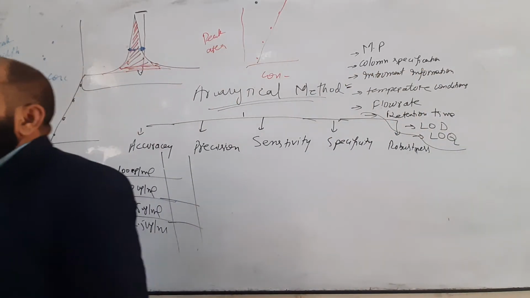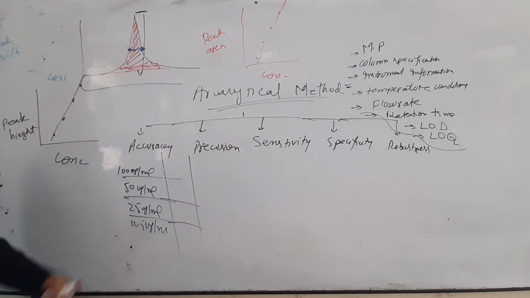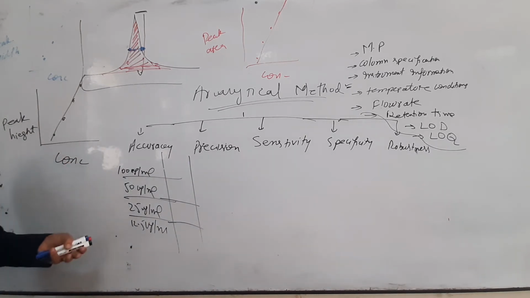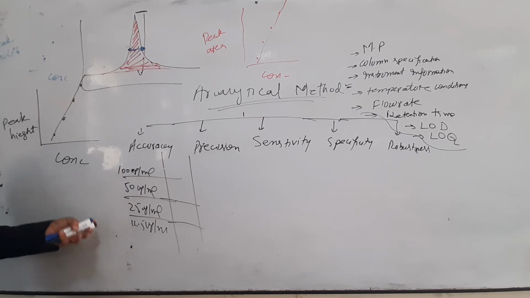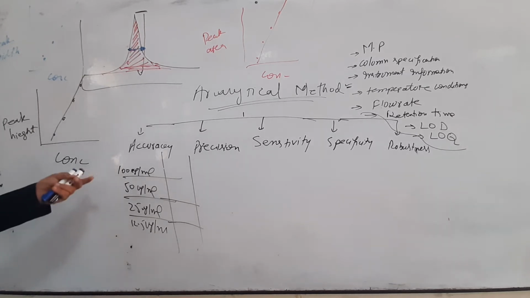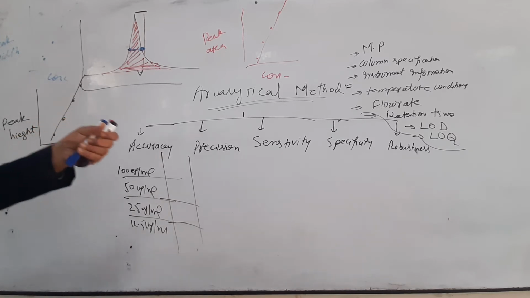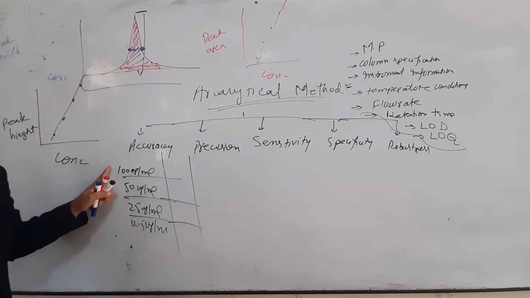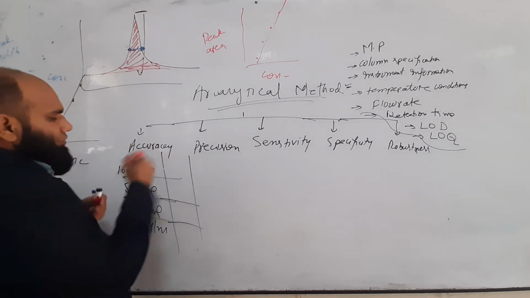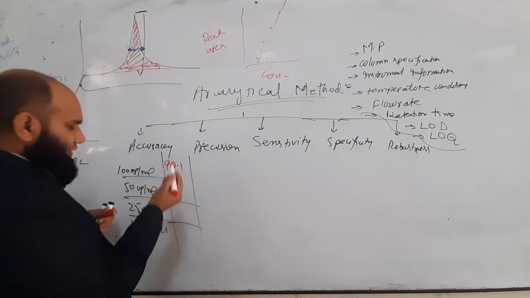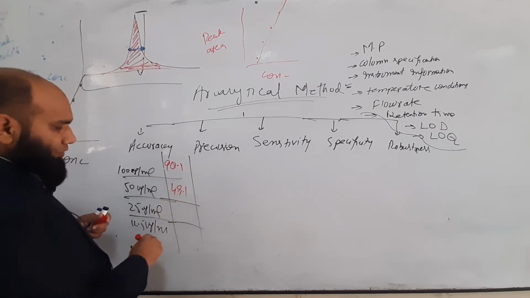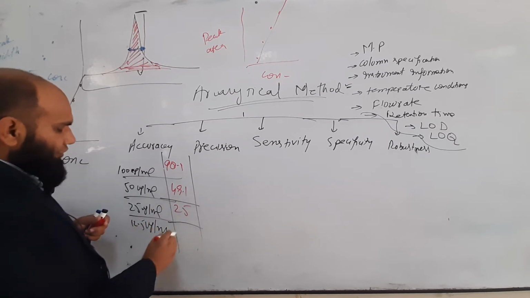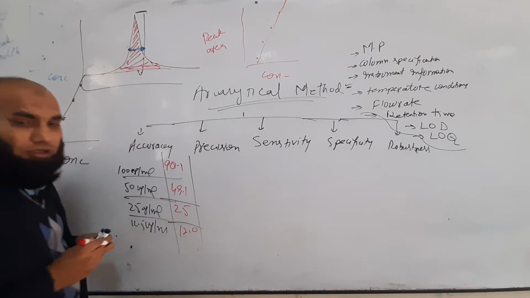And in the case of accuracy, what will we do? We will make different concentrations and dilutions: 100 microgram per ml, 100 ppm, 50 ppm, 25 ppm, and 12.5 ppm. We will apply these samples to the HPLC and we will get some peaks. The concentration of these peaks will be calculated, and we will check: when we apply 100 microgram per ml, we got 98 microgram per ml; say 50 microgram, we got 49.1 microgram. In the case of 25, we got 25, and in the case of 12.5, we got 12 microgram per ml.